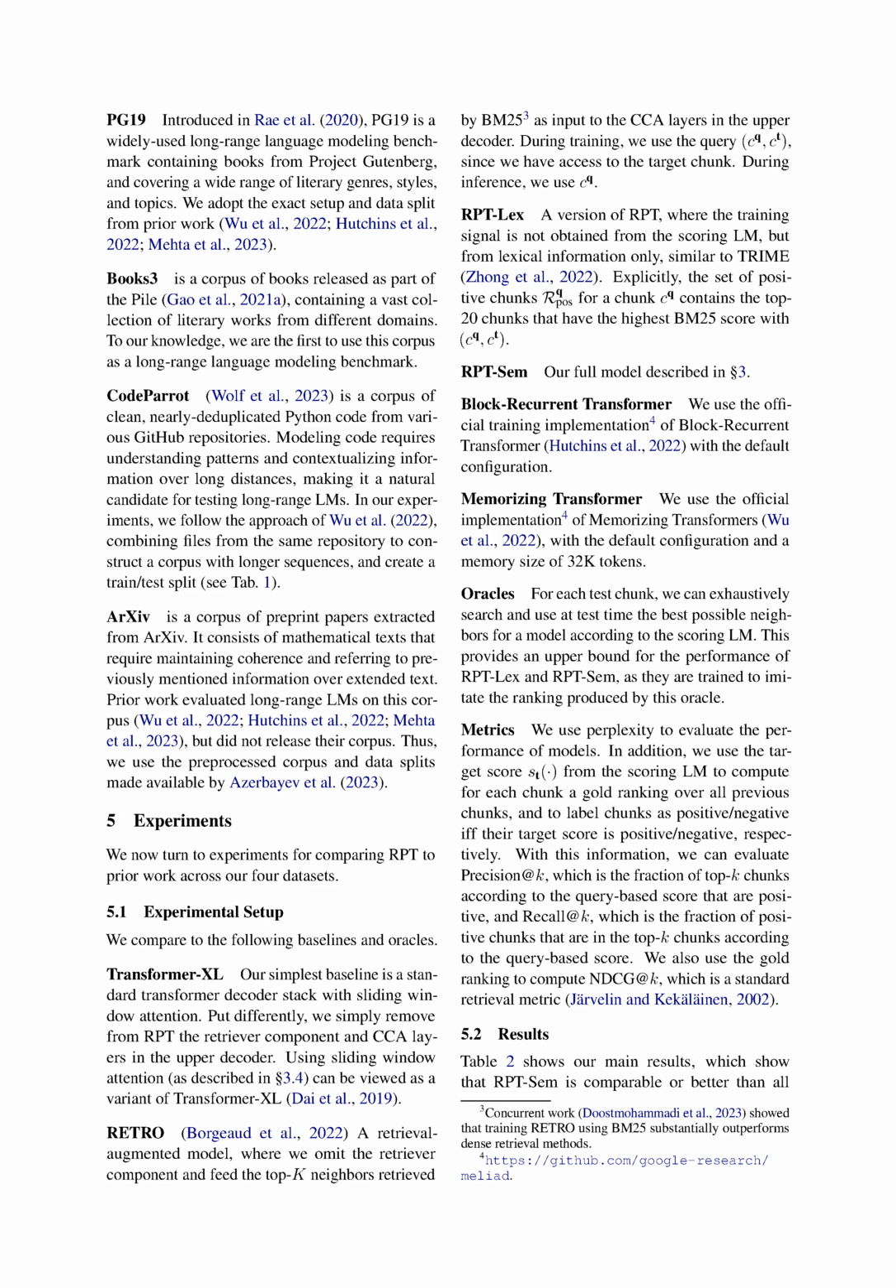By imitating the ranking produced by this oracle, our models can aim to achieve the best possible performance. Our performance evaluation involves a few different metrics. First, we use a measure called perplexity to assess the performance of our models. We also use the target score from our scoring language model to generate a gold ranking for each chunk of data. This gold ranking allows us to label chunks as either positive or negative, based on their target score.